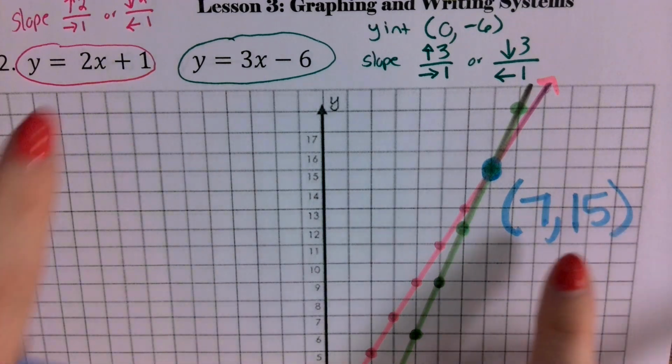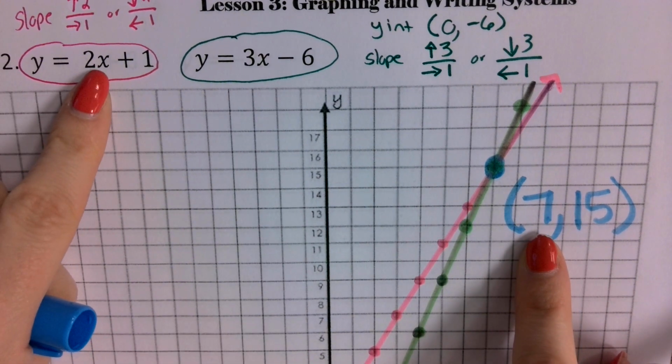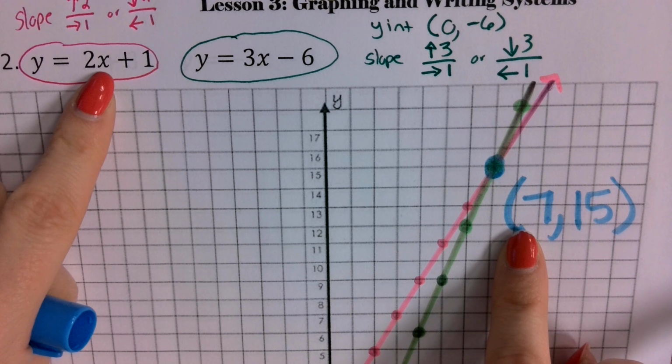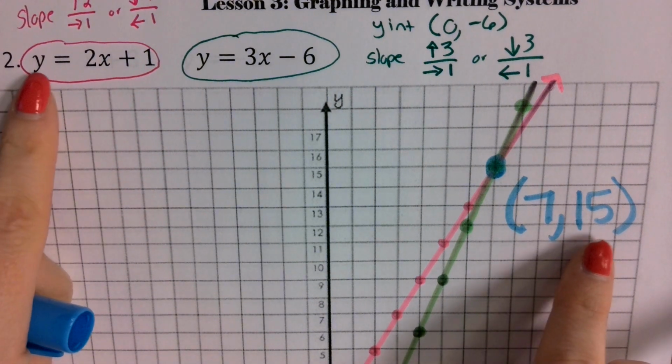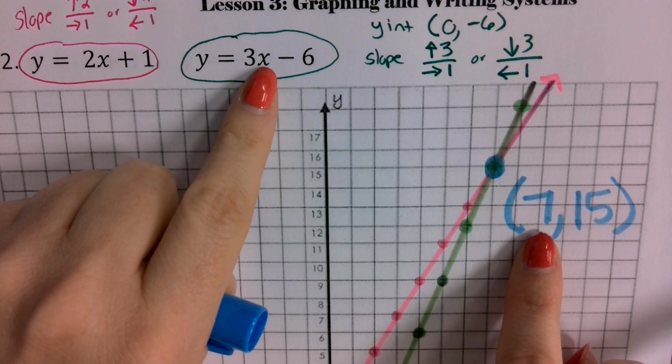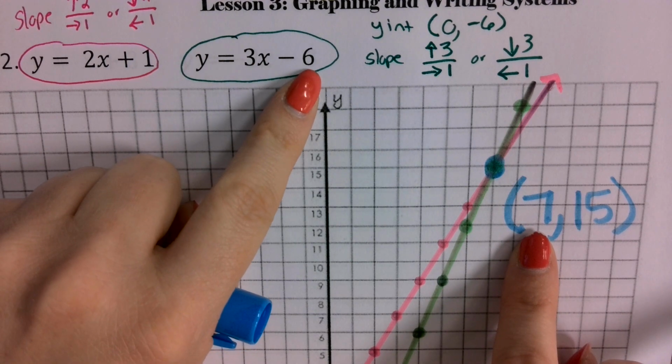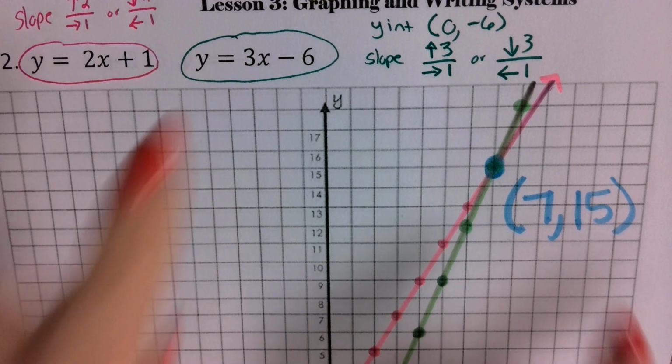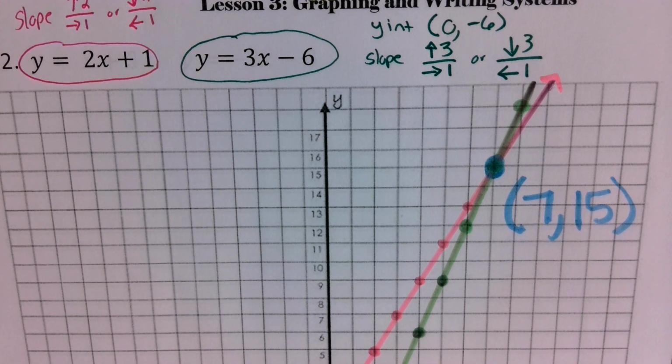If I plug 7 in, 2 times 7 is 14, plus 1 gives me 15. Same thing here. If I do 3 times 7, which is 21, and I take 6 away, I get 15. So that point is a solution to both equations. That means it's a solution to the system.